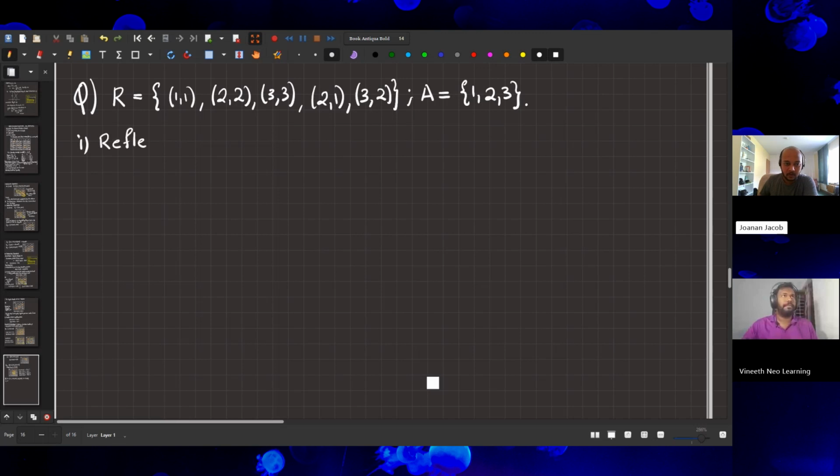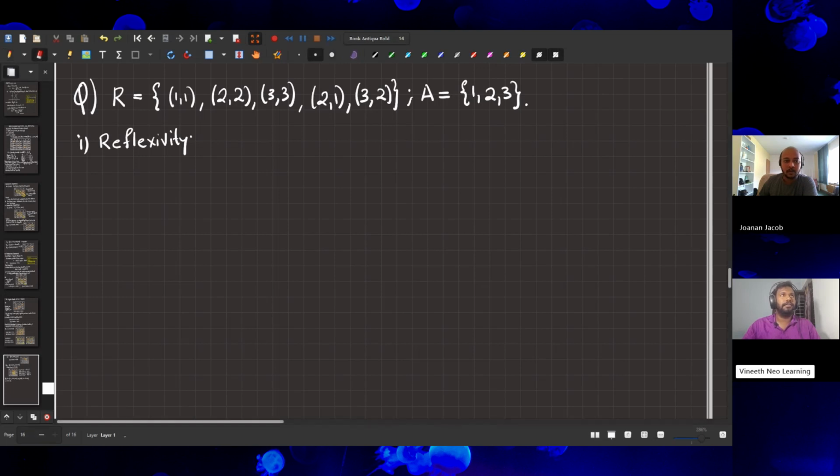Let me just look at the pairs: (1,1), (2,2), (3,3), (2,1), (3,2). It is a relation from A to A, defined on A. So let's talk about reflexivity. Reflexivity means (1,1), (2,2), (3,3) are present. Yes, reflexive.